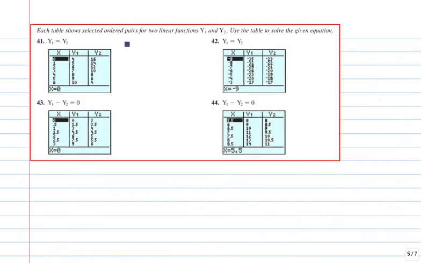The table here shows ordered pairs for two linear functions y1 and y2. Use the table to solve the given equation. So remember, we're talking about what x value makes the y values equal. So in the first problem, what x value makes the y values equal? Well, they're equal here at negative 8. Do you see that? Hard for me to highlight it without everything else. So that's for the x value of 4.